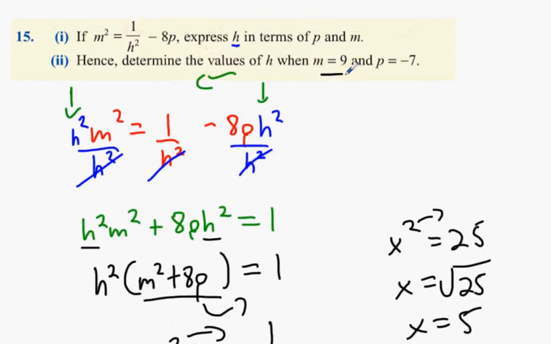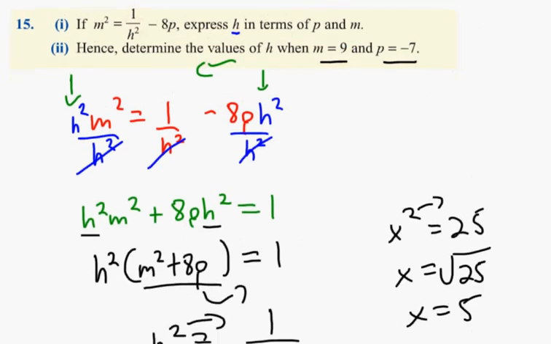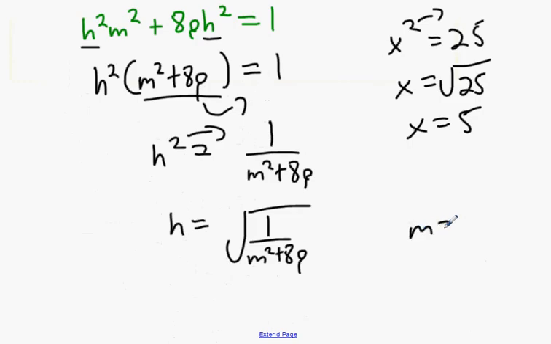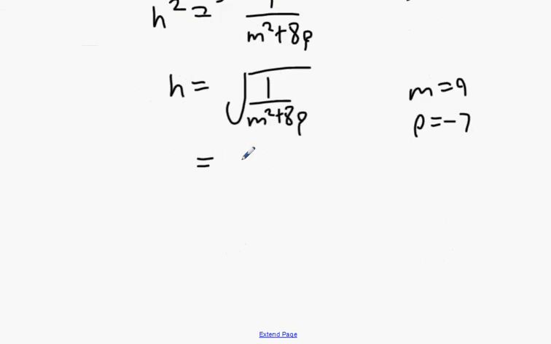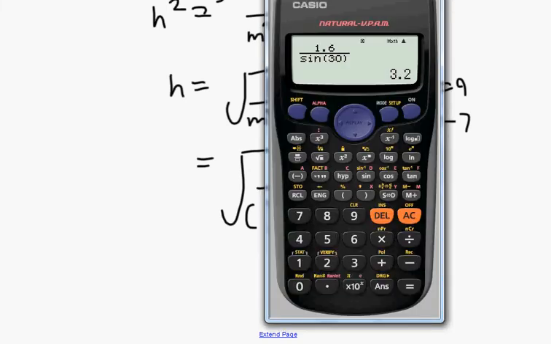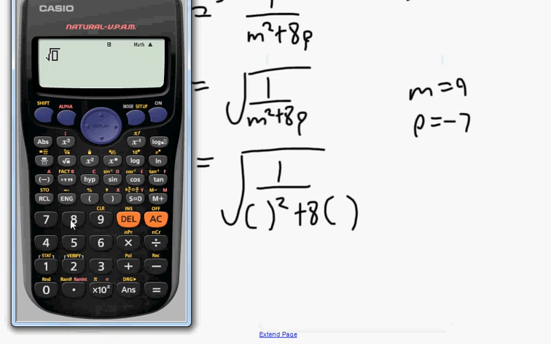Now, what's the next part? Find the value of h when m is 9 and p is minus 7. m equals 9, p equals minus 7. This becomes the square root of 1 over whatever m squared is plus 8 times whatever p is. You go to the calculator, press the square root sign, press the fraction sign, 1 divided by m squared, which is 9 squared plus 8 times minus 7. Just let the calculator do all the work. 1 over 5. Okay?